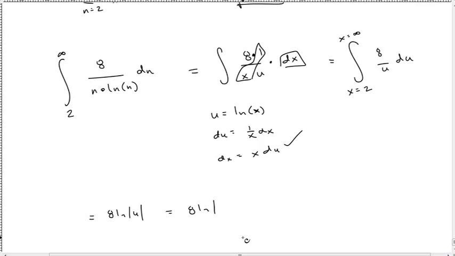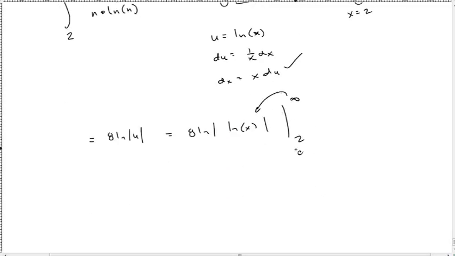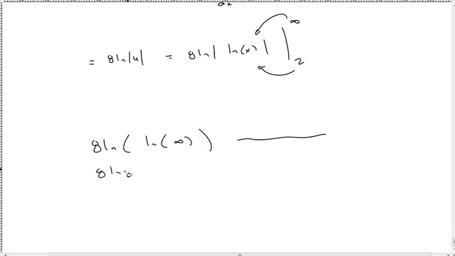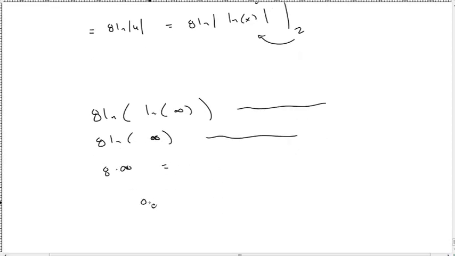It's ln of x, from 2 to infinity. Sometimes my notes aren't perfect, but hey, at least we get them right together. Awesome. So I plug in the infinity, plug in the 2. So what I've got is 8 ln of infinity, and so on. Well, ln of infinity is infinity. And 8 times infinity is going to be infinity. And you can see the answer then is diverge.